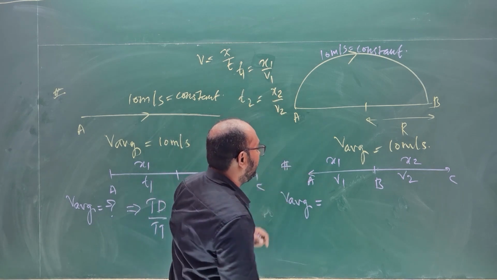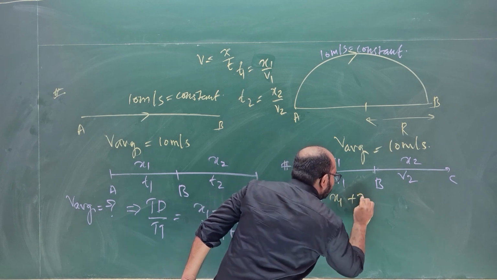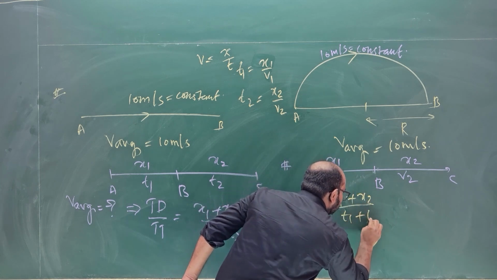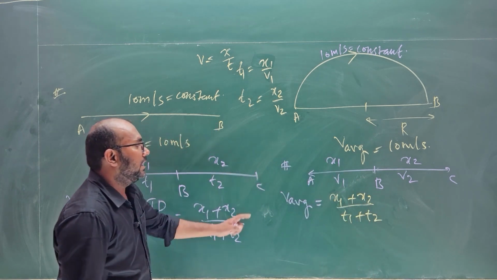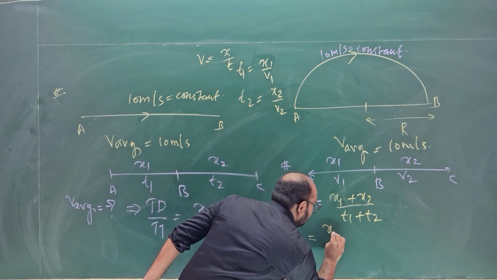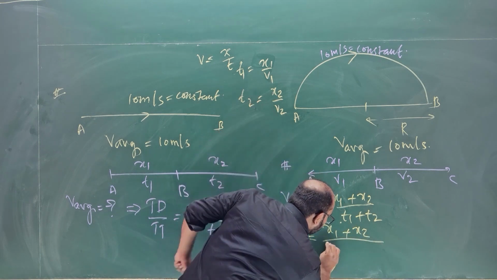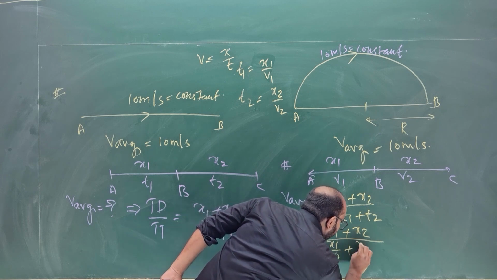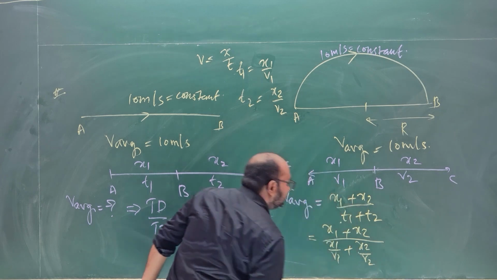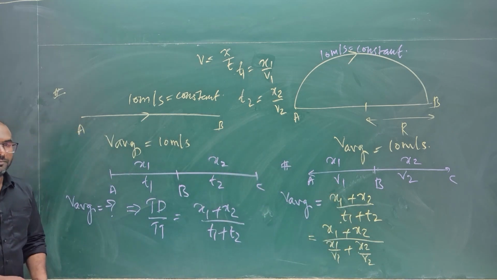Substituting T1 and T2 over here, what is the average speed formula? x1 plus x2 divided by T1 plus T2. Yes or no? x1 plus x2 divided by T1, and T1 can be written as x1 upon v1 plus x2 upon v2. Shall I rub this side?